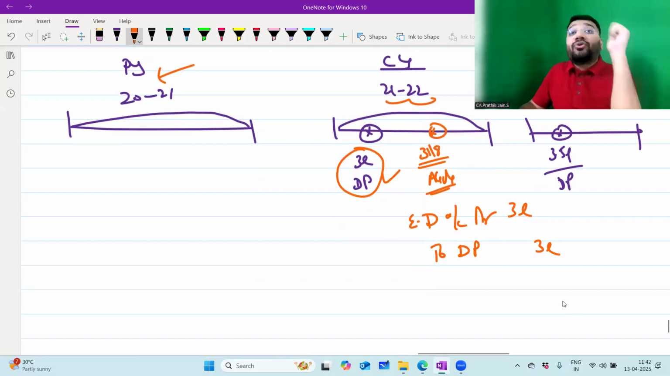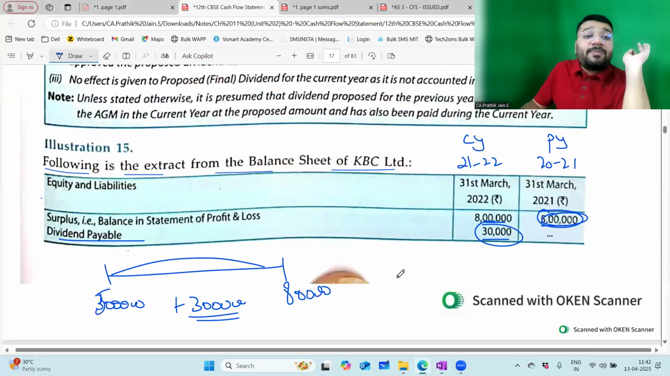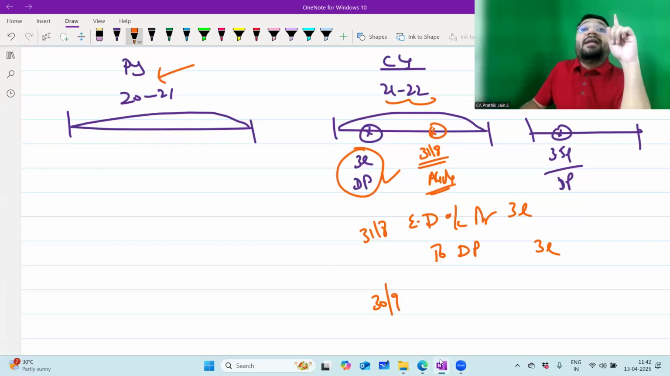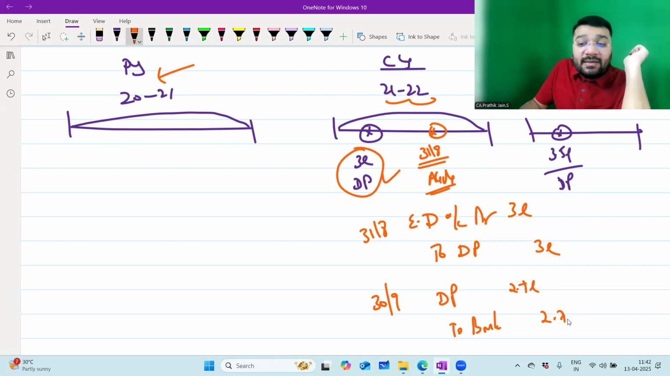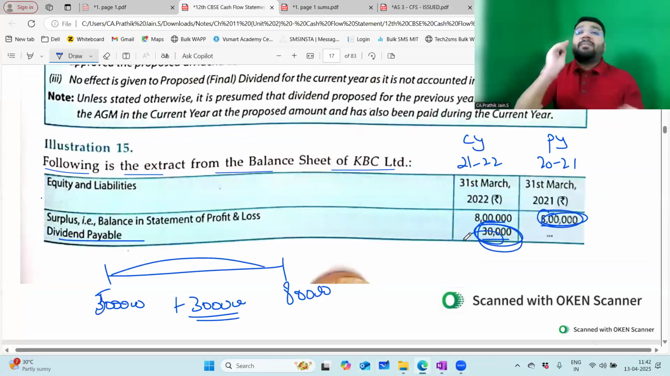Within how many days are you supposed to disburse the payment? Within 30 days. Means 30 September. By 30 September, I have to finish my payments. By that time, how much payment has happened? Only 2,70,000. So dividend payable account debit to bank, 2.7 lakhs and 2.7 lakh. So what is the balance in the dividend payable ledger? 30,000 rupees is the balance. Any problem in this? That is how this 30,000 is coming in your dividend payable ledger.